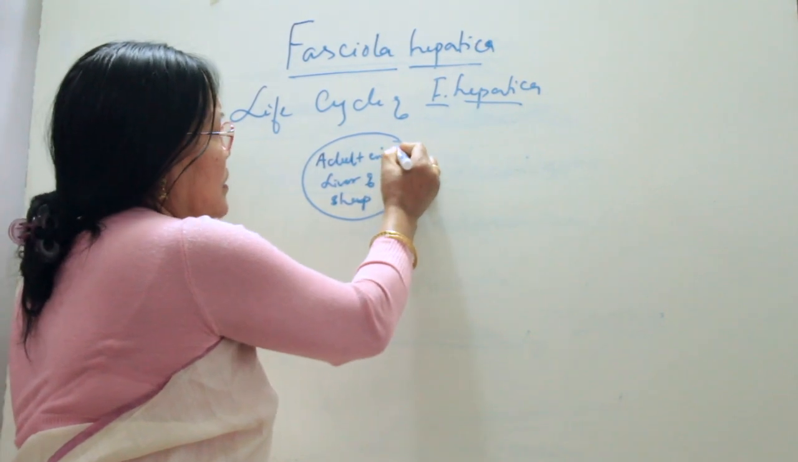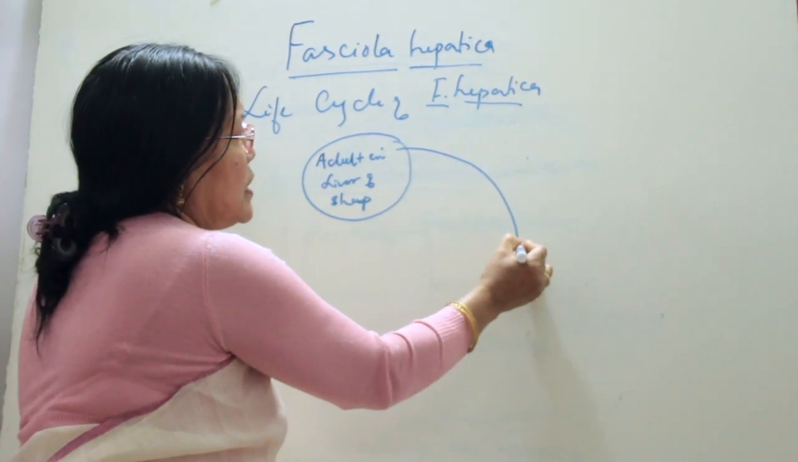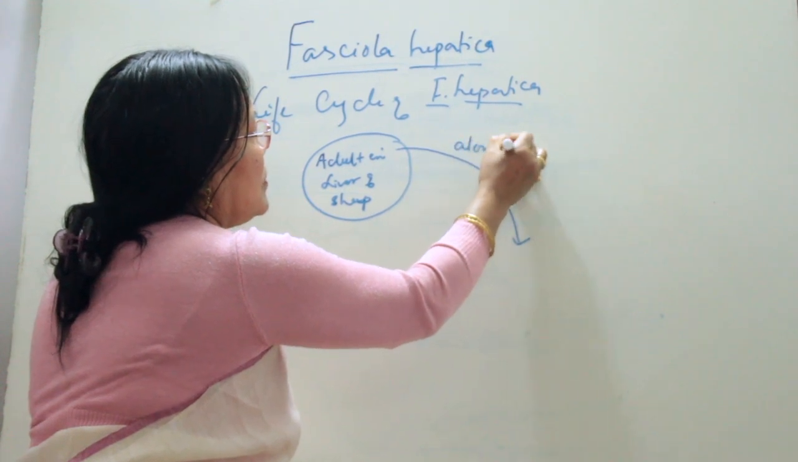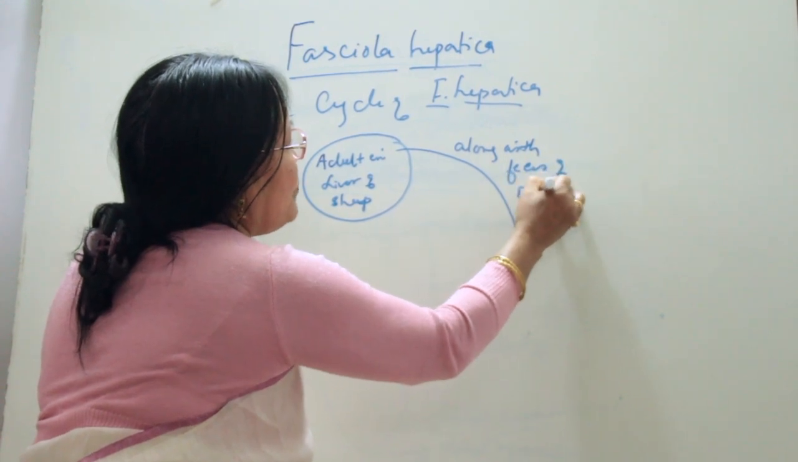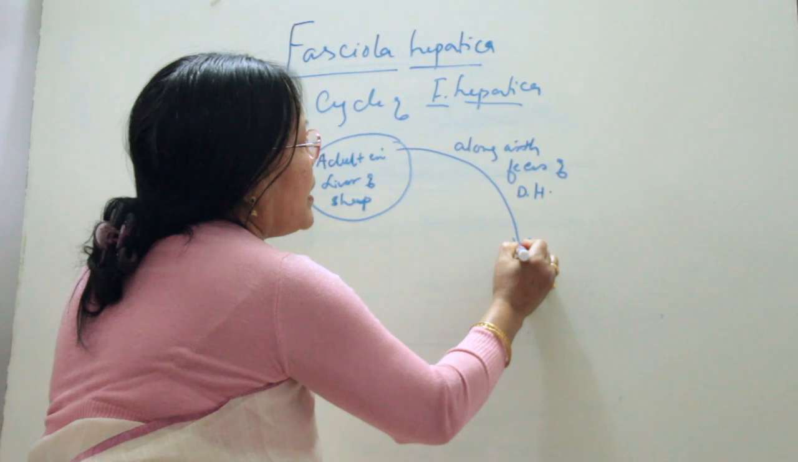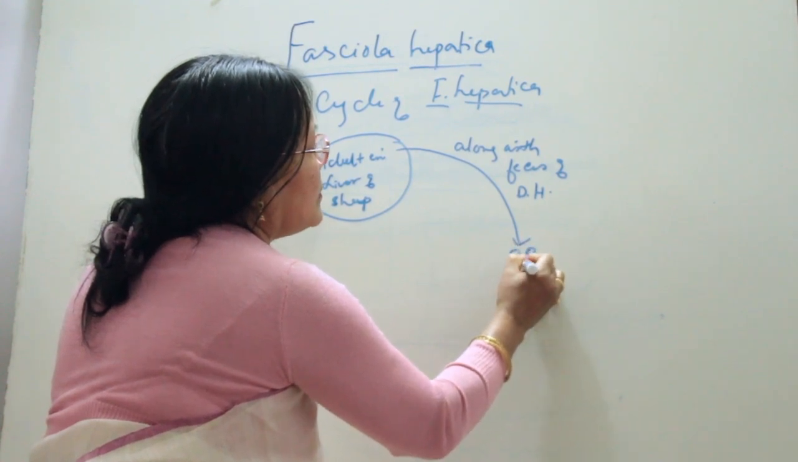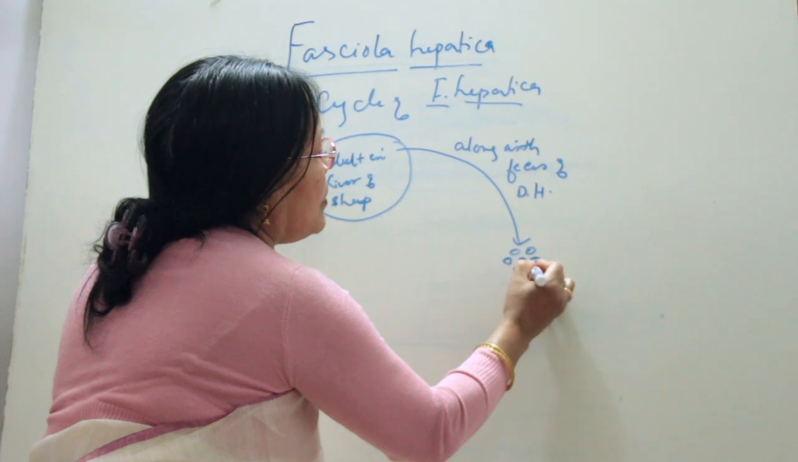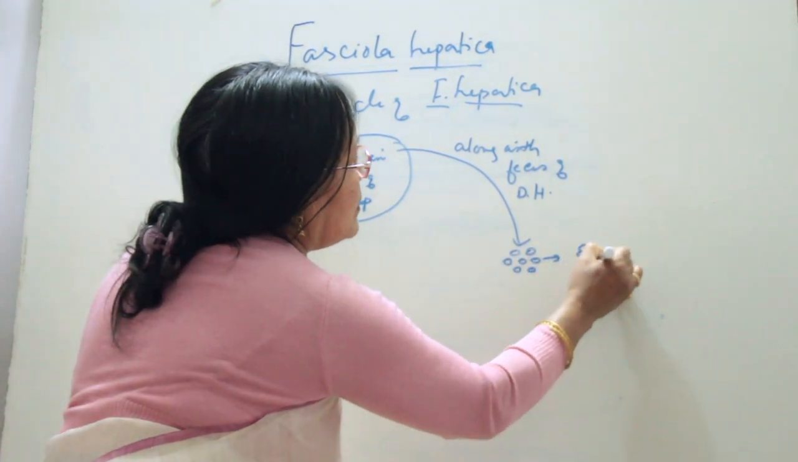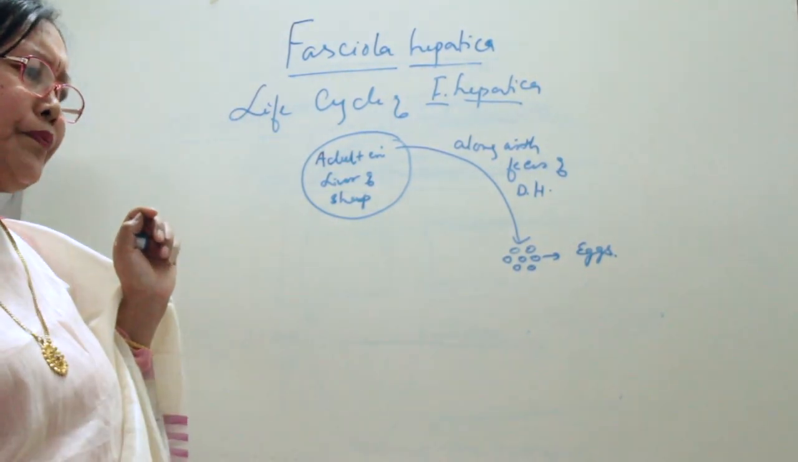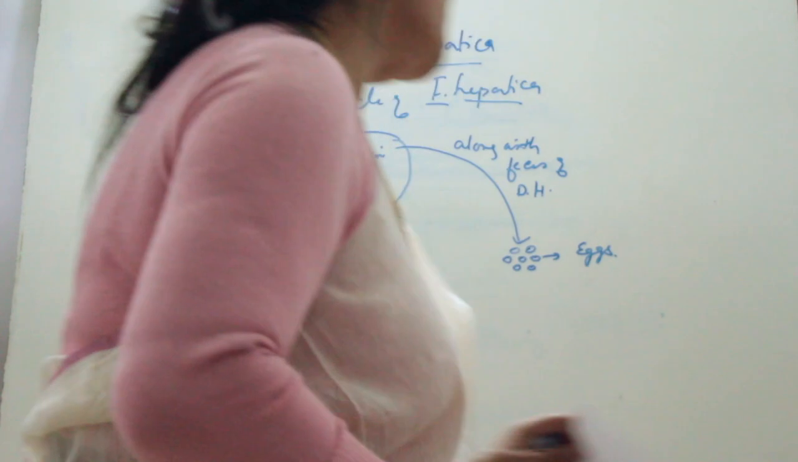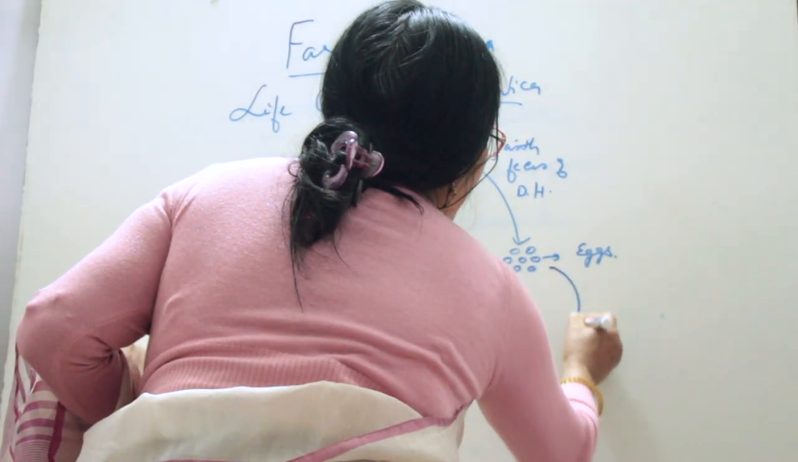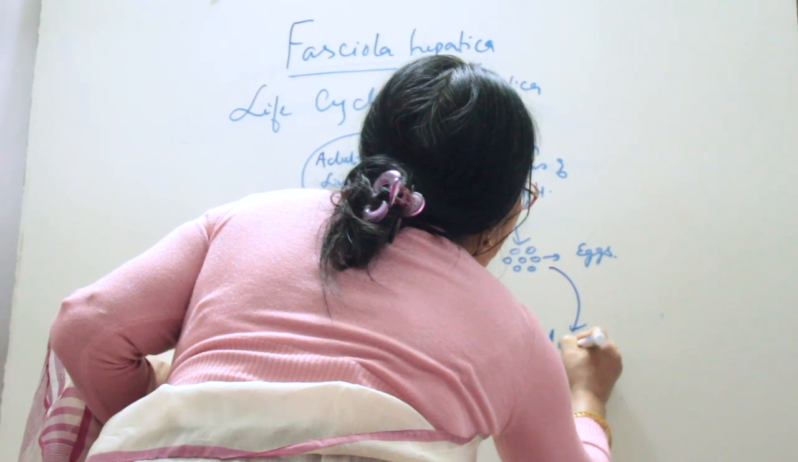And after that, their eggs pass along with feces of the definitive host. These are the eggs of Fasciola hepatica. So under favorable conditions, these eggs develop into the miracidium larva.